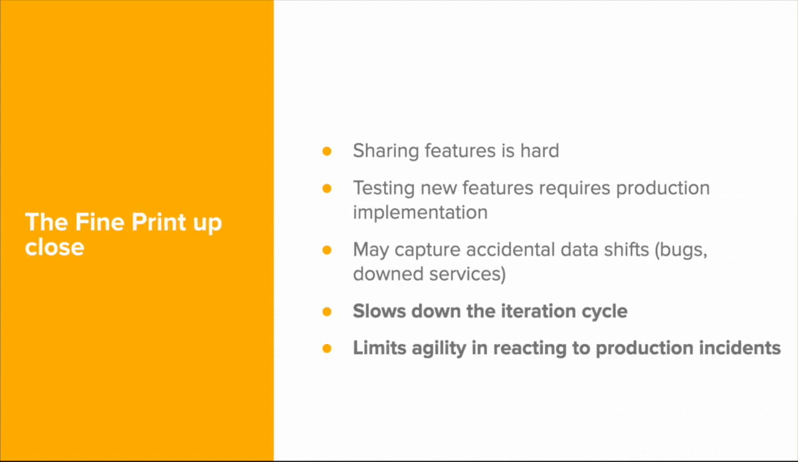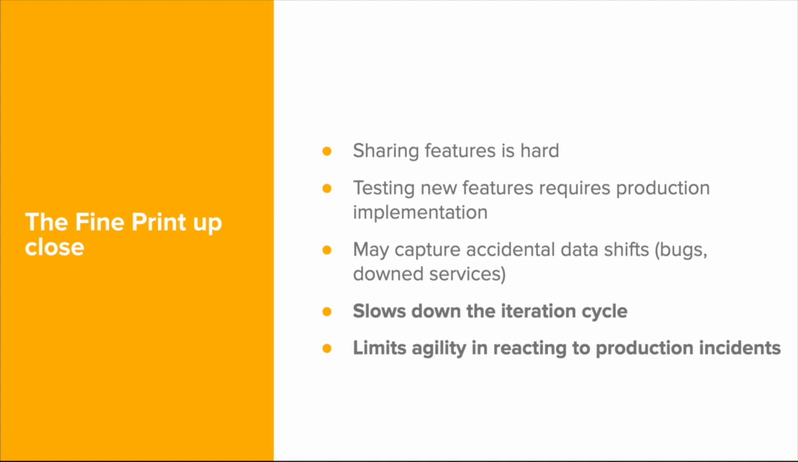But let's look more closely at the fine print. What are the problems here? A couple small ones. Sharing features is hard. If you're logging features for one model and you want to use that same definition, such as a user's IP address, in a different model, then you have to log it again for that other model. You can't easily define a feature once and use it multiple times. Testing new features requires production implementation. If I want to add a new feature to my log, I have to go and ship some code to production to log that new feature.